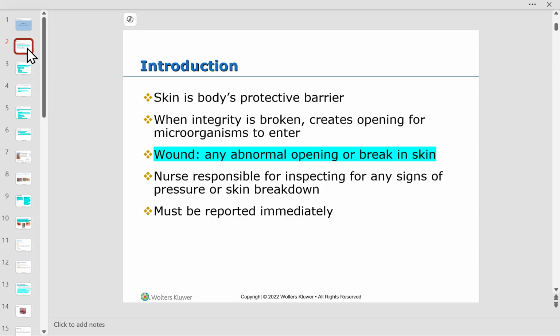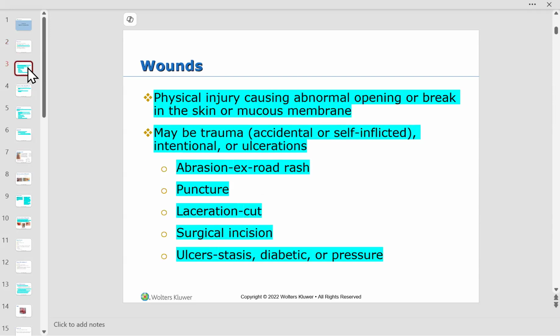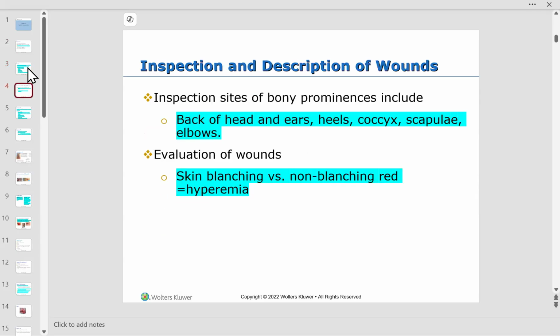And as nurses, we're responsible for inspecting the skin from head to toe, looking for signs of skin breakdown and reporting them immediately. Okay. Wounds are physical injuries that can be because of trauma, incidental, accidental, or self-inflicted, or ulceration. So here's some examples of different types of wounds. An abrasion. An example of that would be a road rash, right? A puncture wound. A laceration is a cut, surgical incision. And then there are different types of ulcerations. Stasis ulcers, diabetic ulcers, pressure ulcers, okay?